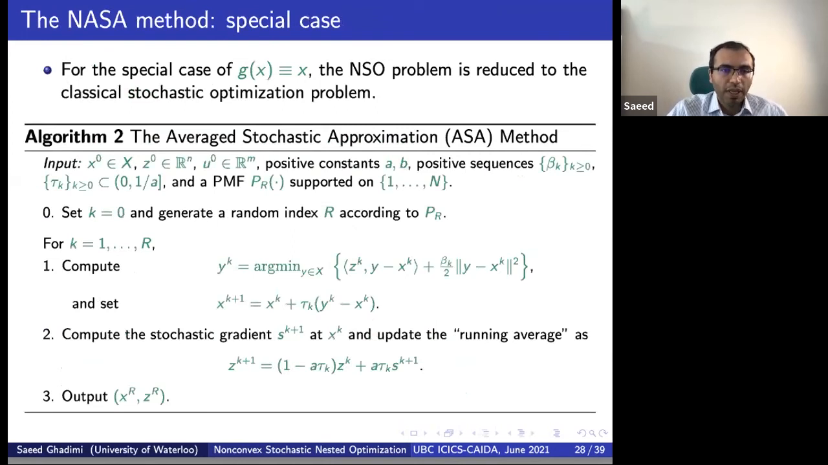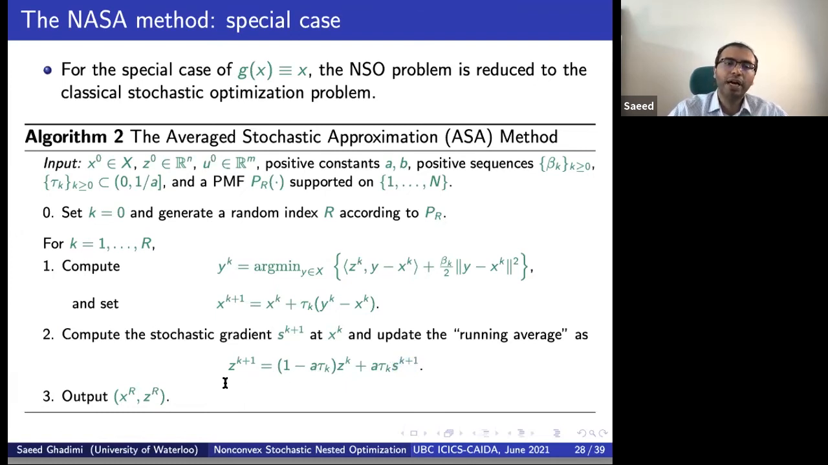Now let's see a special case where the inner function is just a linear function. In this case, we just have a classical stochastic optimization problem, so we can simplify the algorithm. We still have the subproblem. We still have the convex combination of the solutions to the subproblem, and the convex combination of the stochastic gradients. However, here we just have the stochastic gradient at xk plus 1. There is no Jacobian here, it's actually identity.